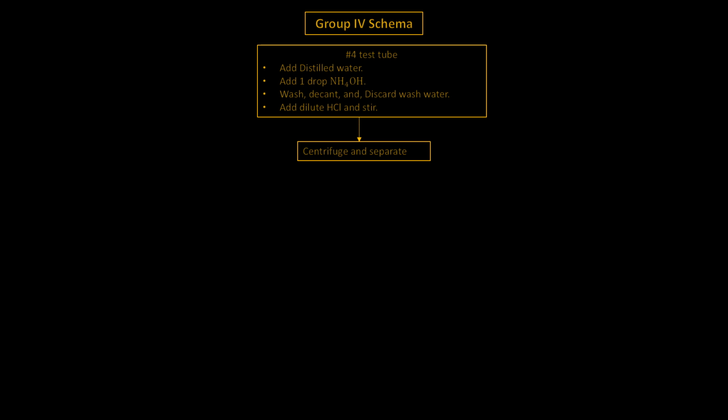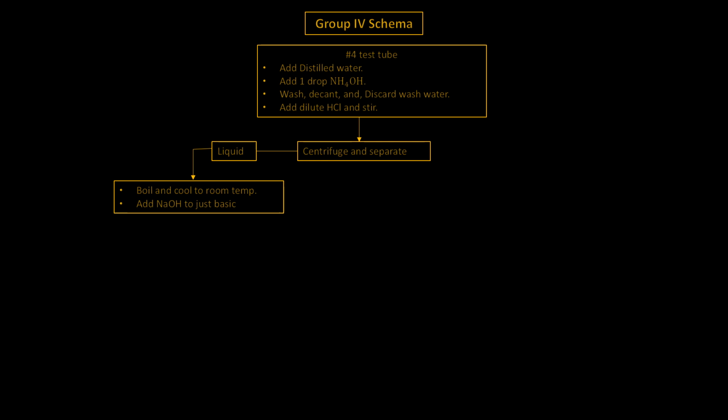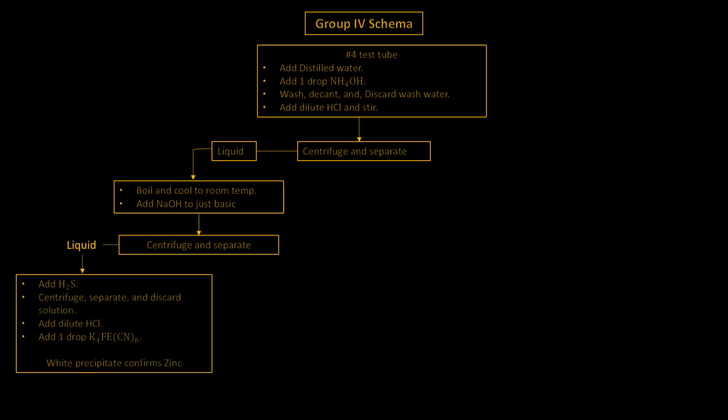Now boil the liquid portion to remove the free sulfur, but do not boil it dry. Add sodium hydroxide solution until it's just basic. Centrifuge and decant this into a clean test tube. Cap the residual and label as 4B. To this liquid portion, pass some hydrogen sulfide gas through the solution. Centrifuge and discard the wastewater. Add some hydrochloric acid to dissolve the precipitate, then add 1 drop of potassium ferrocyanide. A white precipitate that may form confirms the presence of zinc in the sample.